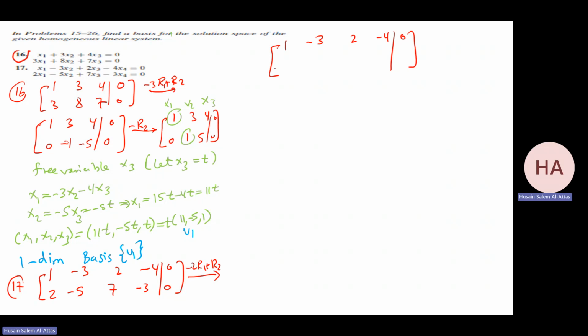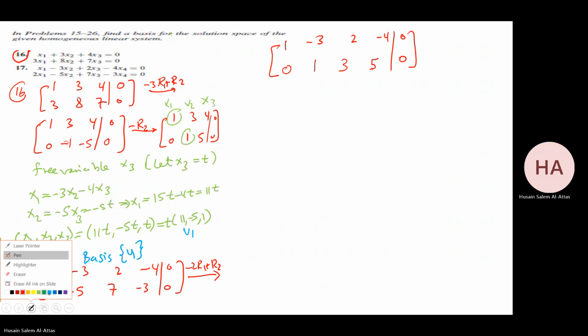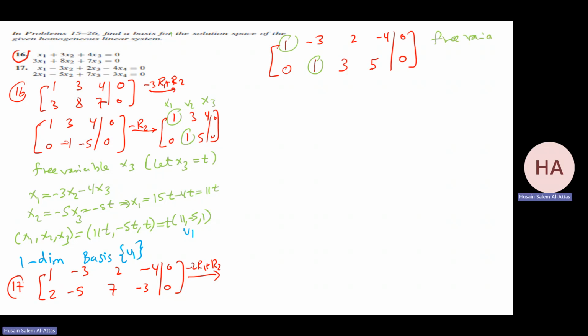Correct. Multiply minus 2 and add, that will be 0. Minus 2 times minus 3, that will be 6 minus 5, that will be 1. Good. Minus 4 plus 7, that will be 3. Minus 2 times minus 4, 8 minus 3, that gives me 5. 0. Good. So what are the free variables? I can take them x3, x4. So I have a two-dimensional vector space. Okay. So let x3 equal t and x4 equal s.